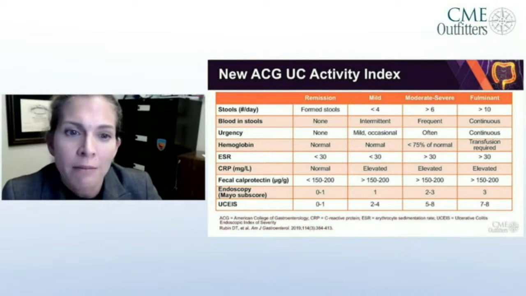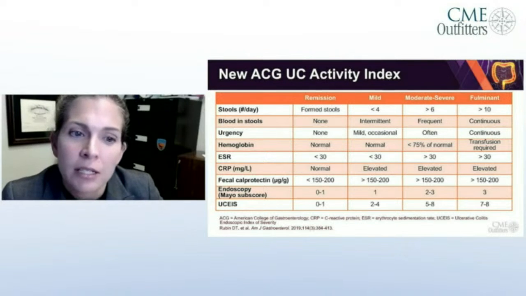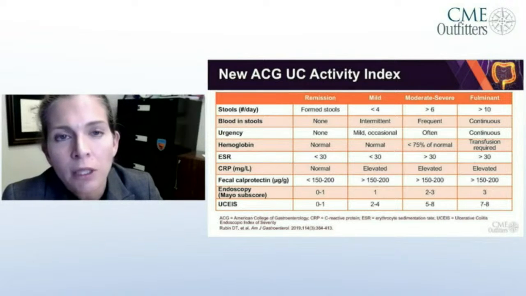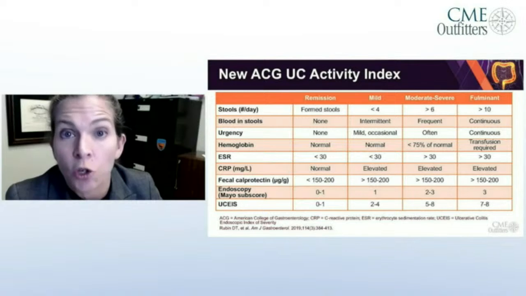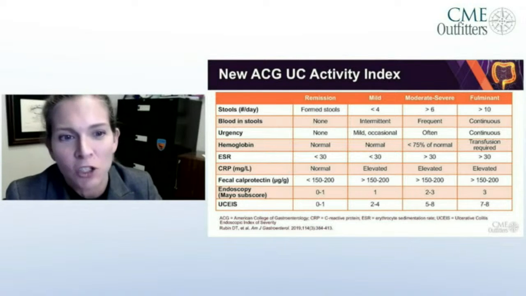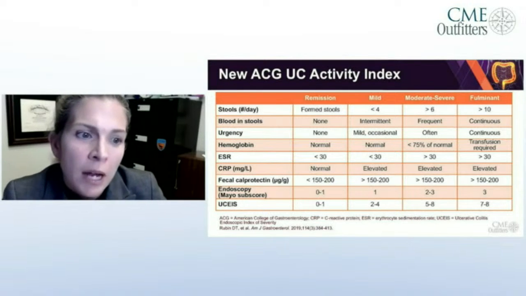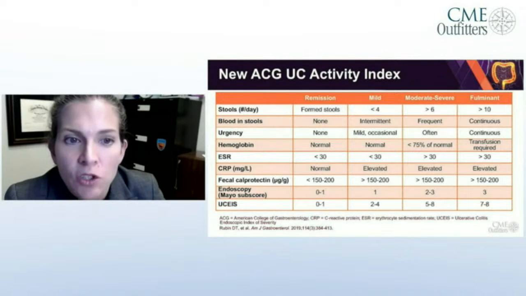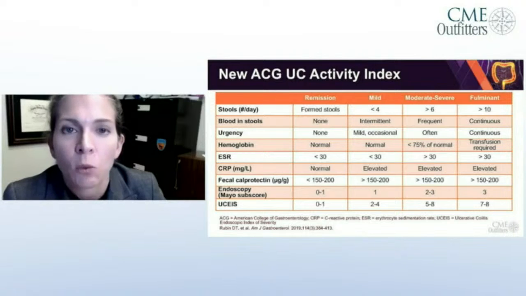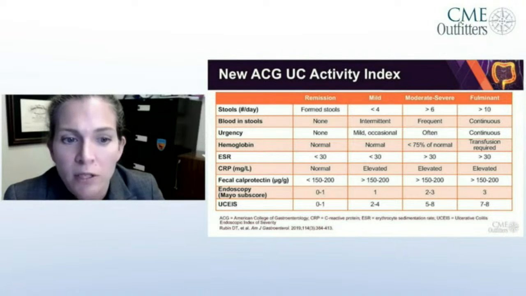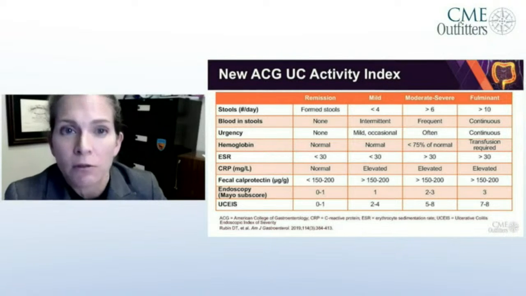And so by generating a newer activity index that we have here, we think it will help you to classify your patients to a greater extent and determine the right drug for the right patient. As you can see in this modified ACG-UC activity index, one key aspect is that we're now defining remission. Previously this wasn't fully defined. What should we expect from remission?